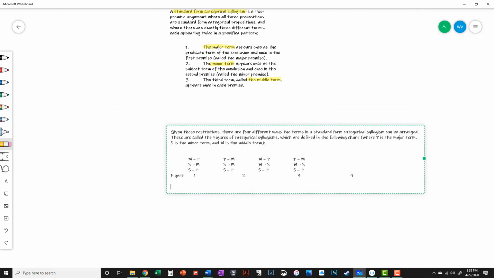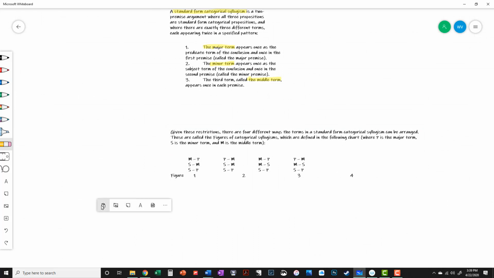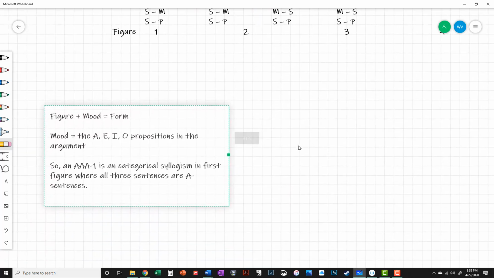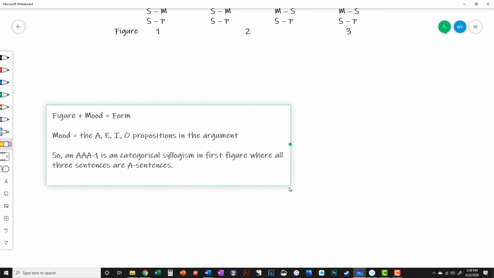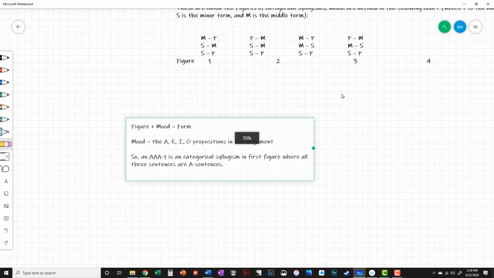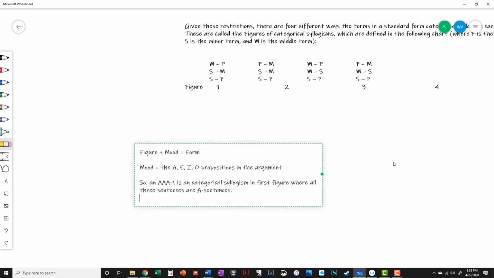Okay, so within these restrictions, then, there are various things that we can do. We have the figure, which we've just defined here, through that W diagram. We've got the four figures. We also have something that's called mood. And when we combine the figures together with the moods, we end up with the form of a categorical syllogism.